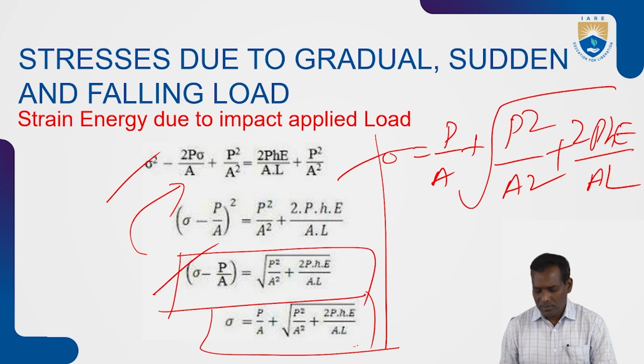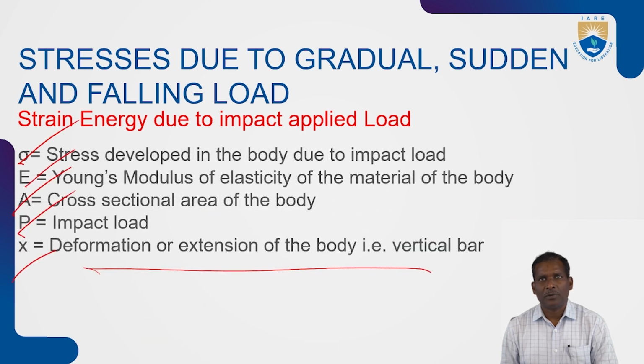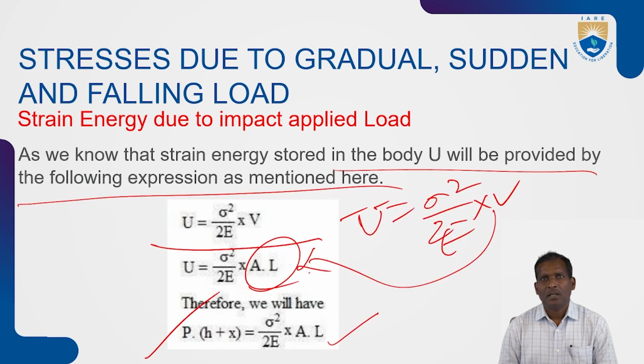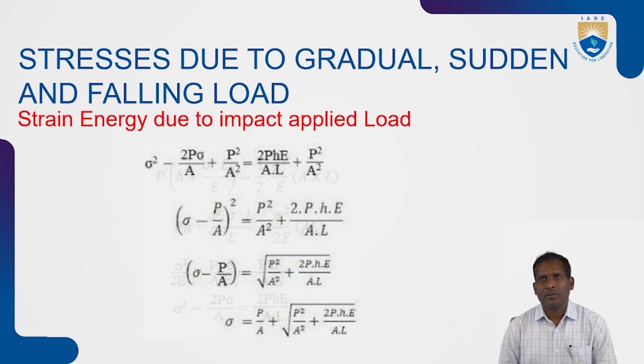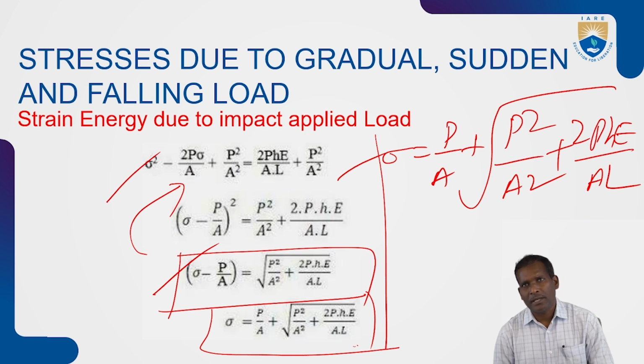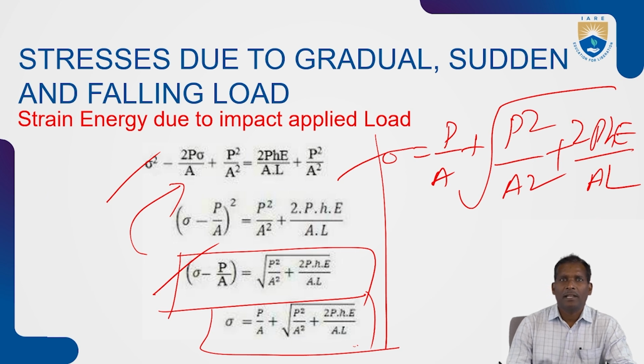Here sigma is the stress. So already we have assumed the stress developed in the body, and E is the Young's modulus of elasticity, and A is the cross-sectional area of the body, and P is impact load, and deformation X. So here finally we will get P by A plus P square by A square plus 2PHE by AL.